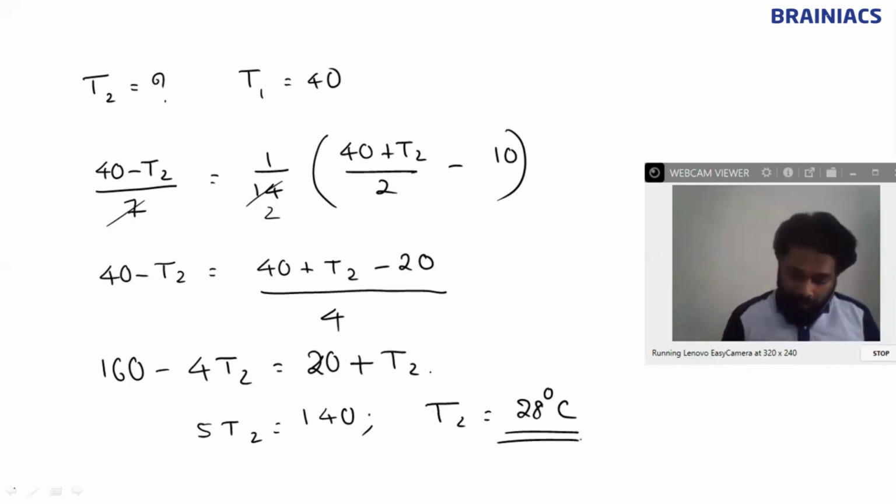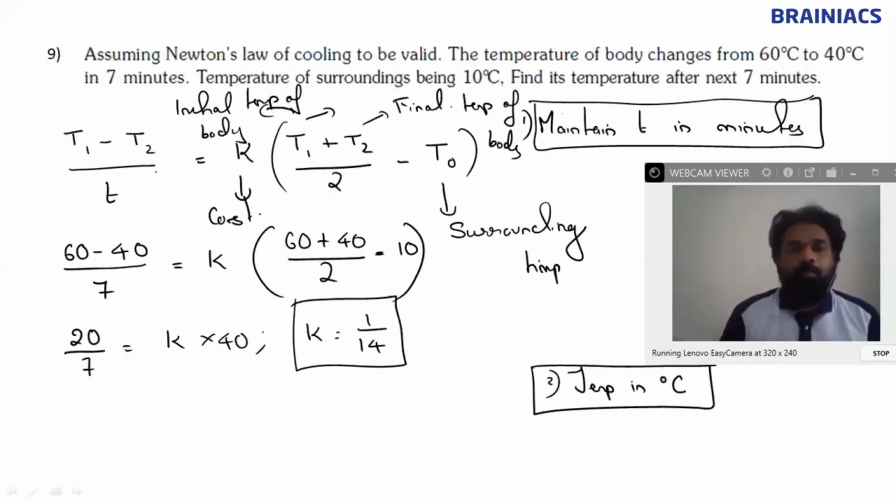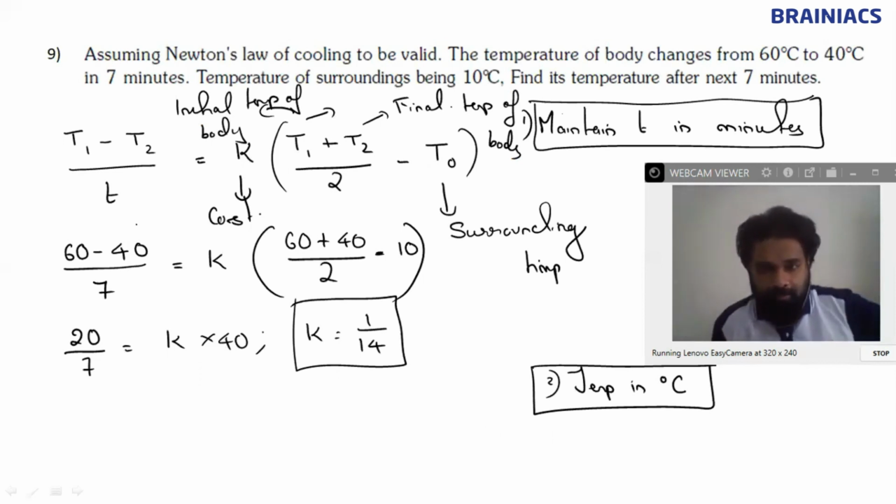Please go through it. The step is T1 minus T2 by T. This is the rate of cooling, equal to constant into T1 plus T2, the average temperature of the body considering initial and final temperature, minus T naught. T naught is the surrounding temperature. So in the first 7 minutes, they have given the initial and final temperature, the temperature of the surrounding, everything except the constant. So that constant we found.